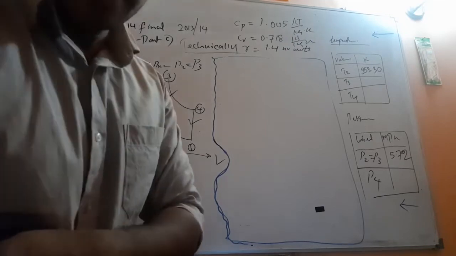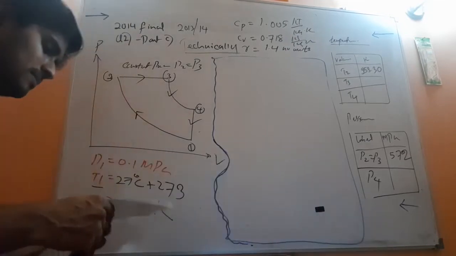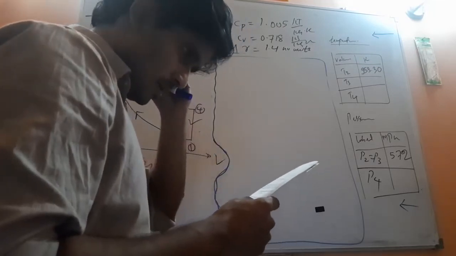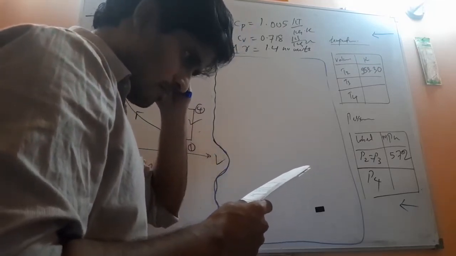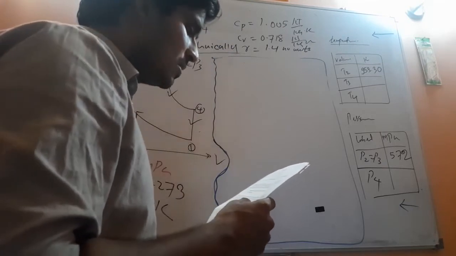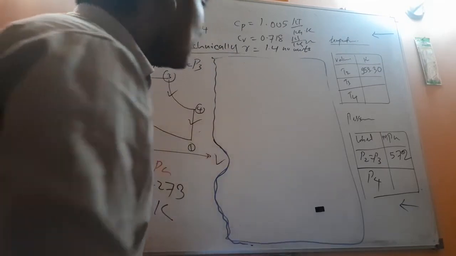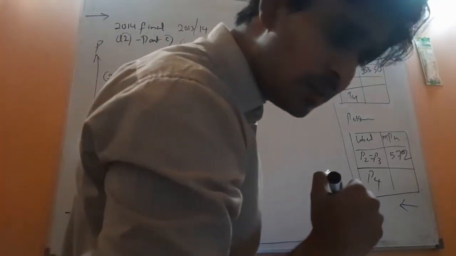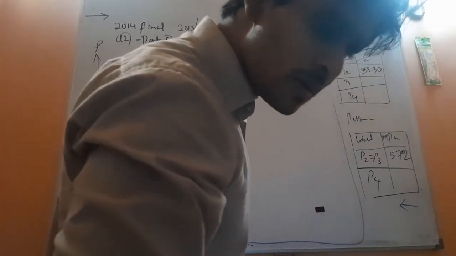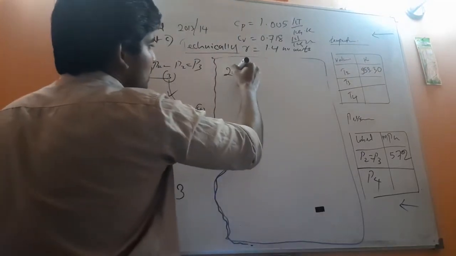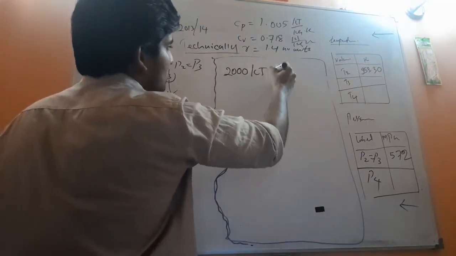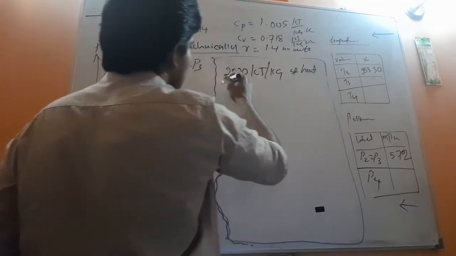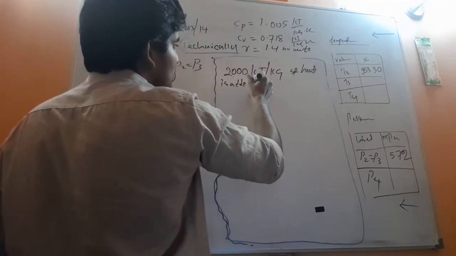So now again look at the problem. In this problem they have told us heat added per cycle is 2000 kilojoules per kilogram. Okay, heat added per cycle, how much is it? 2000 kilojoules per kilogram of heat is added to the cycle.